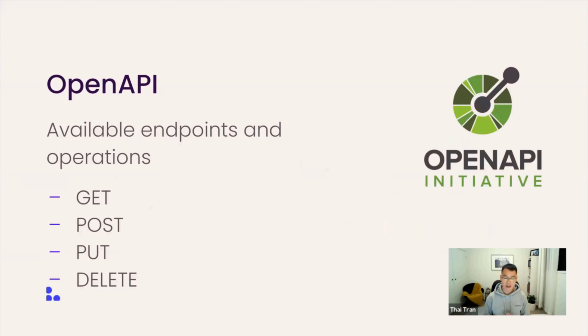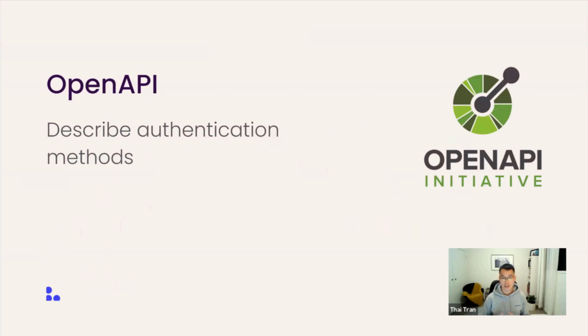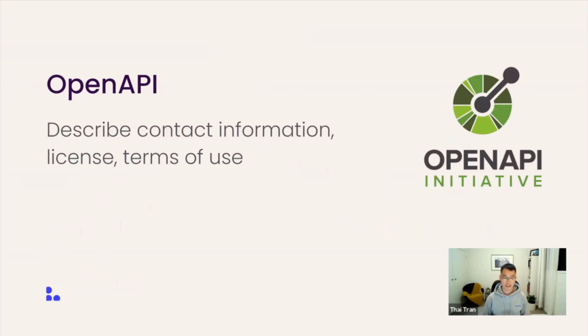An OpenAPI file allows you to describe available endpoints and operations such as get, post, put, delete of your API. You can also describe the schema for the request and the response model for each operation. It lets you describe the authentication methods for your operation. And in addition, you can add your contact information, license, terms of use, and other information to your API.